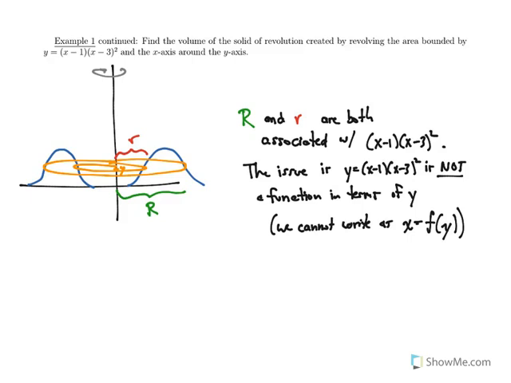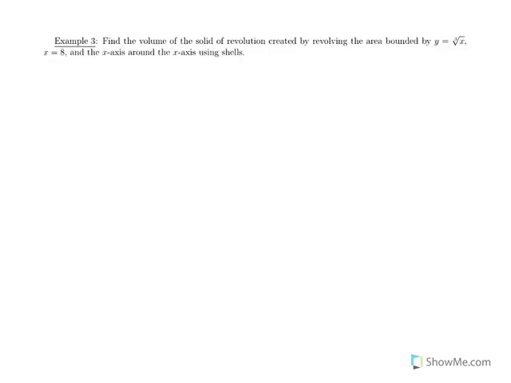Let's see this done in one more example. Find the volume of the solid of revolution created by revolving the area bounded by y equals the cube root of x, x equals 8, and the x-axis around the x-axis using disks and washers. So we're going to do this in the 7.2 way, and then we'll do it in the new way right after this.